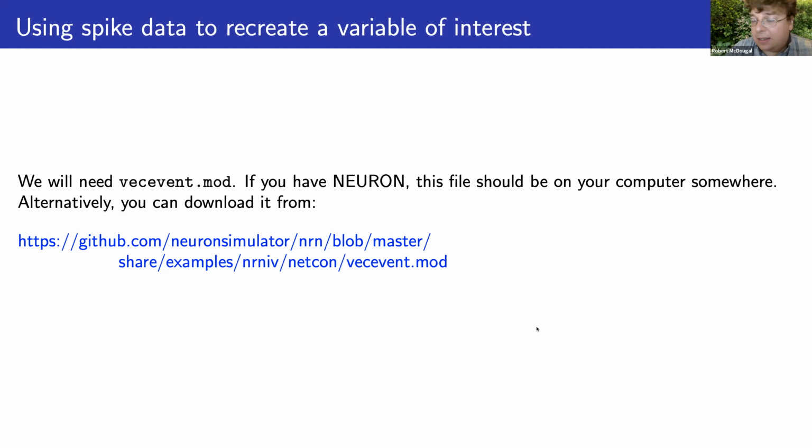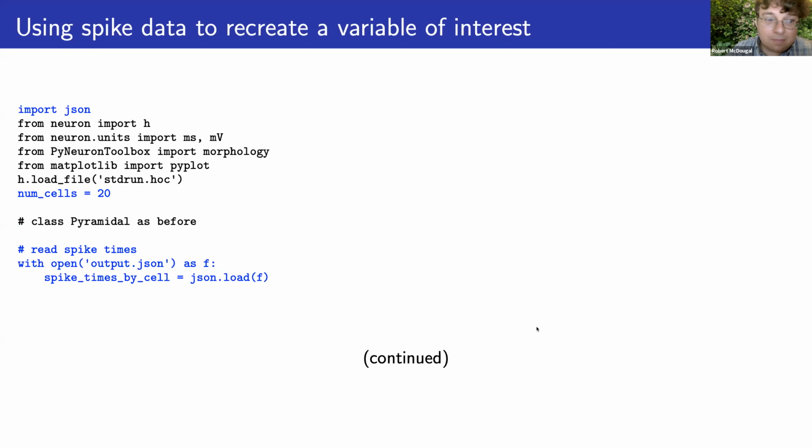With a vecevent.mod, or honestly just a NetStim, if there's a small enough number of events, you can trigger the cell. So here's how we do this. Let's say I load my JSON library, set up my model as I would before, and read in my data from my output spike times.